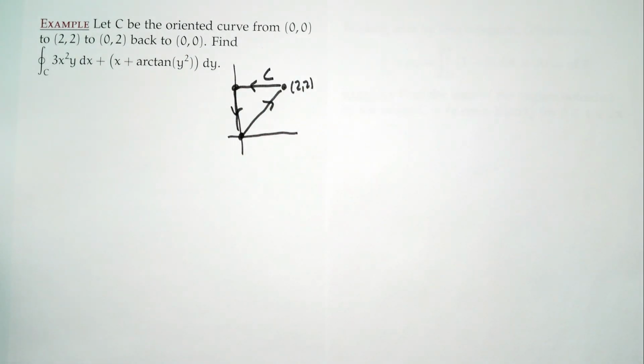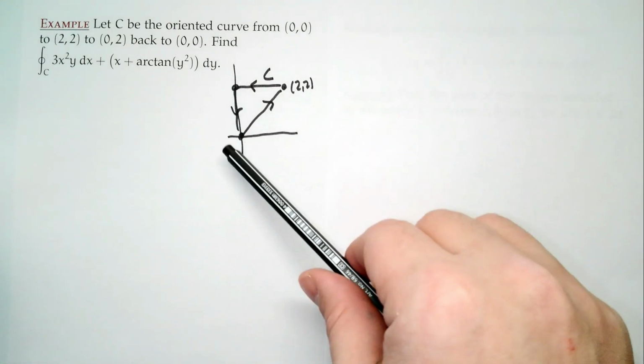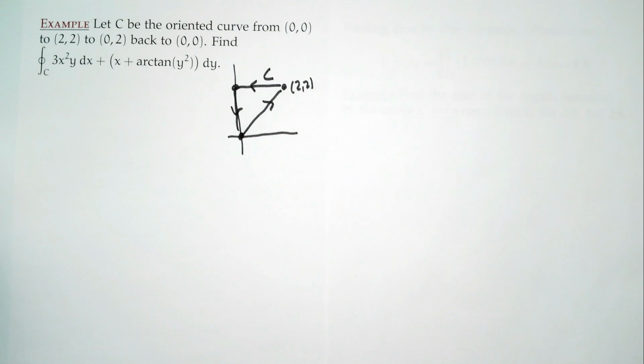We want to find the integral along this curve of the following: 3x squared y dx plus x plus arctangent of y squared dy. Now this does not look like a fun integral to do. If we were to do it using our techniques that we've talked about before today, we'd have to do three integrals, one for each line segment. So we'd have to do an integral for this part going down, this diagonal part, this horizontal part. For each one we'd have to do a parameterization, and then we'd have to actually integrate some of these functions. Some of these functions do not look very fun to integrate. Arctangent of y squared does not look very appealing.